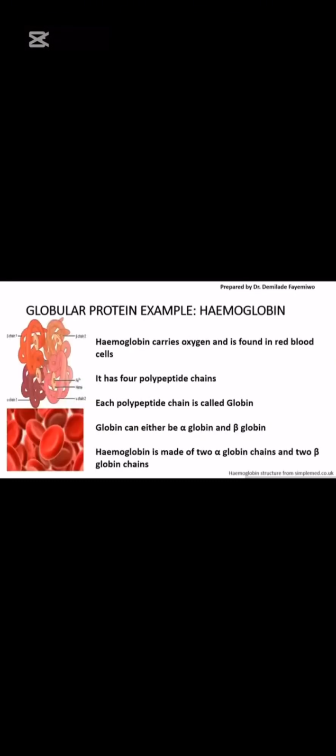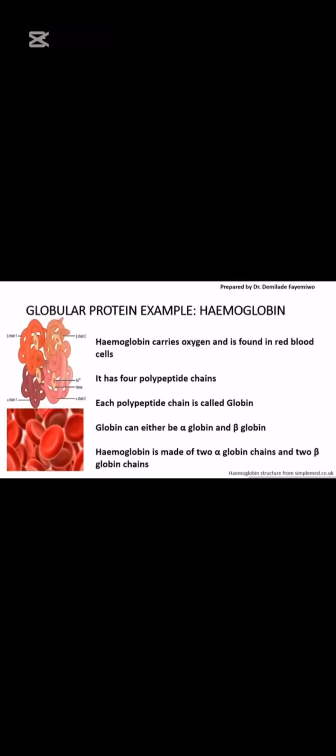An example of a globular protein is hemoglobin. Hemoglobin is very important in the human body. It carries oxygen and it is part of a red blood cell. Now, the structure of hemoglobin can be a little bit tricky if you don't pay attention. Hemoglobin has 4 polypeptide chains.